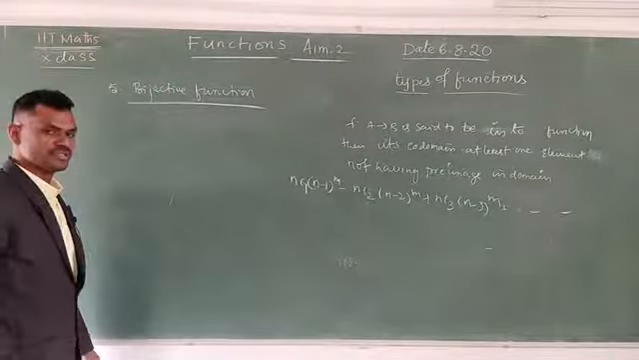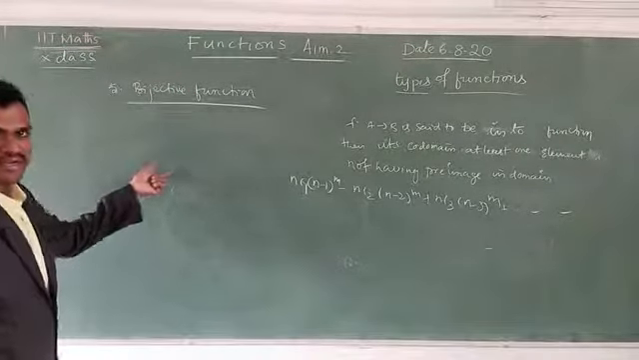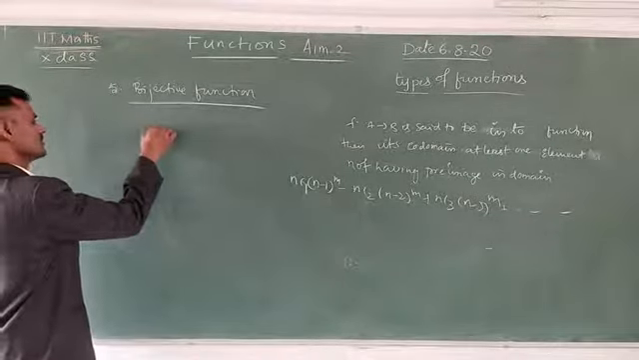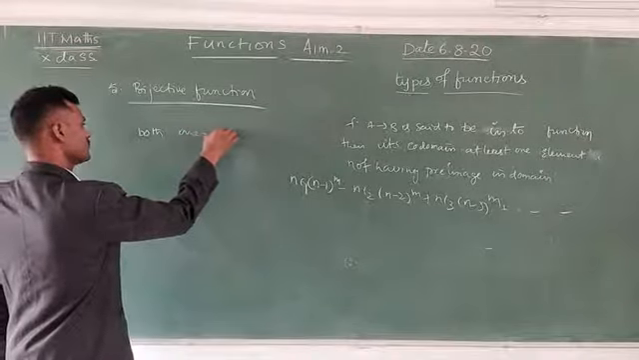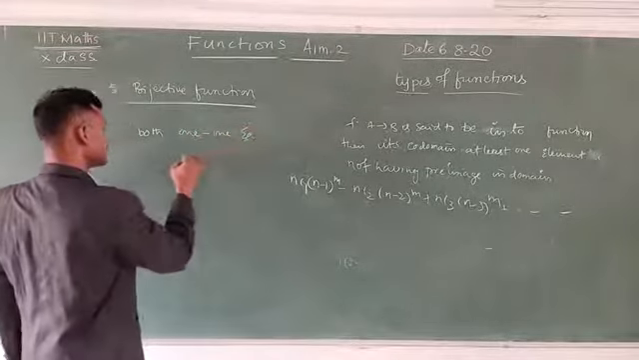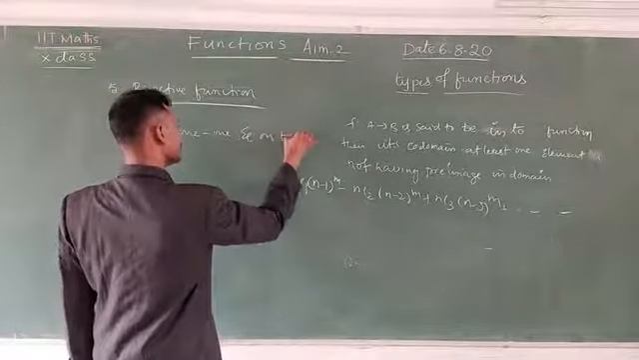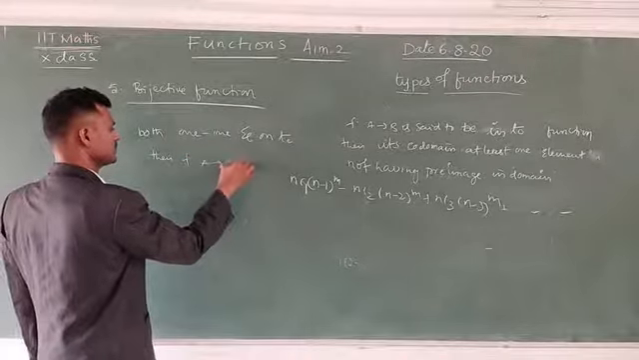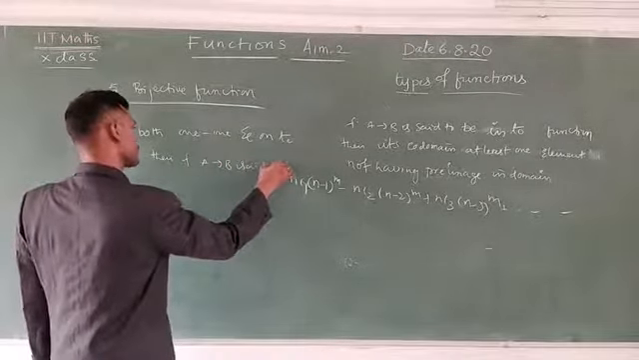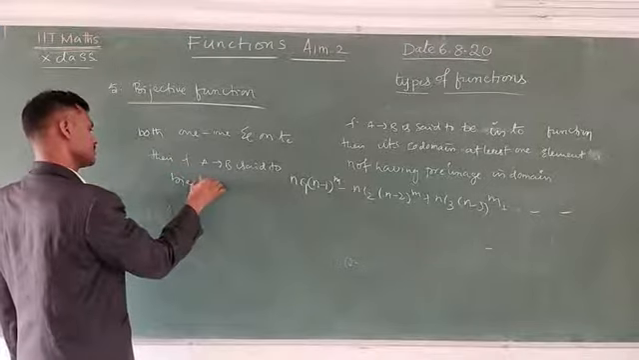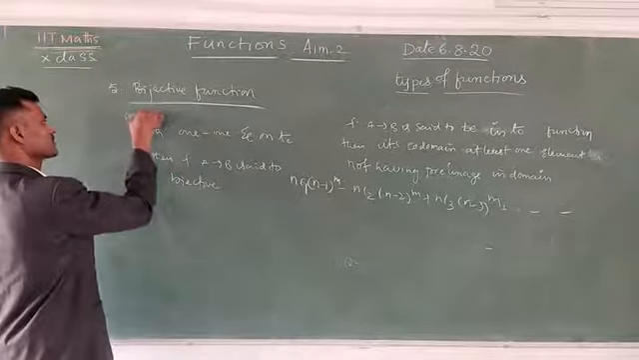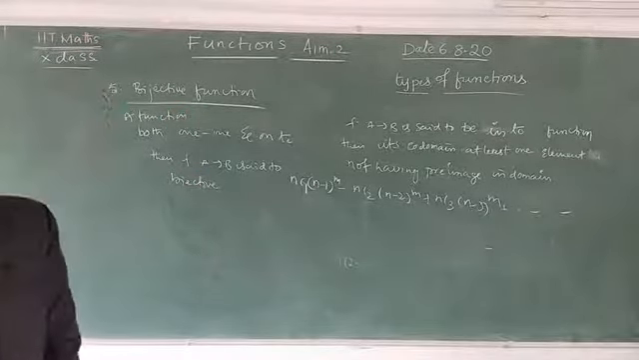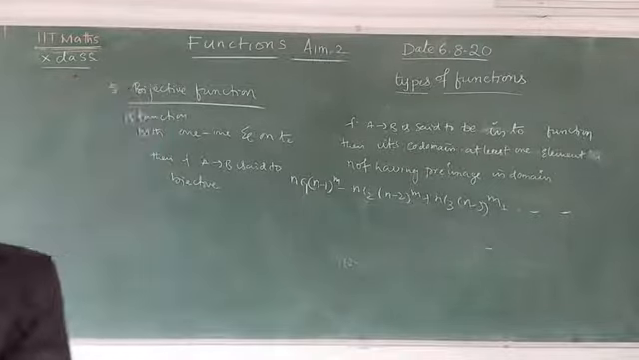What is a bijective function? A function that is both one-one and onto is called a bijective function. If a function is both one-one, or injective, and surjective, or onto, then F mapping from A to B is said to be bijective. A function both one-one and onto, then F mapping from A to B is said to be a bijective function. Now we have to discuss some problems.